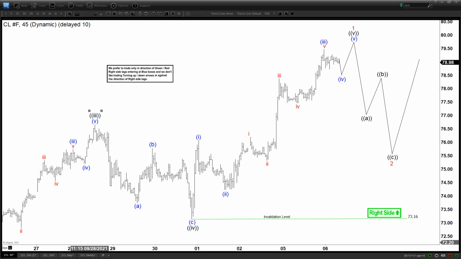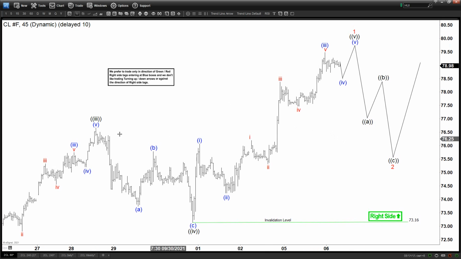Today we will be looking at the chart of oil, 45 minutes chart short term here. So we're going to discuss the possibilities and also alternates, and of course we're going to discuss what will be the main trend for oil overall. And let's take a look first of all at the short-term structure here.